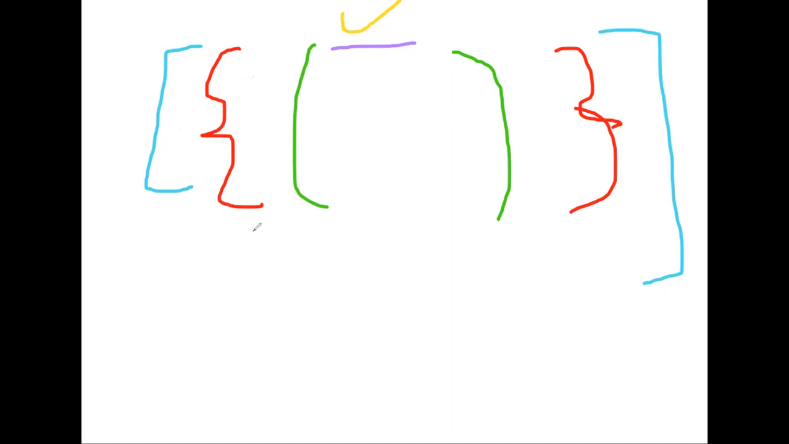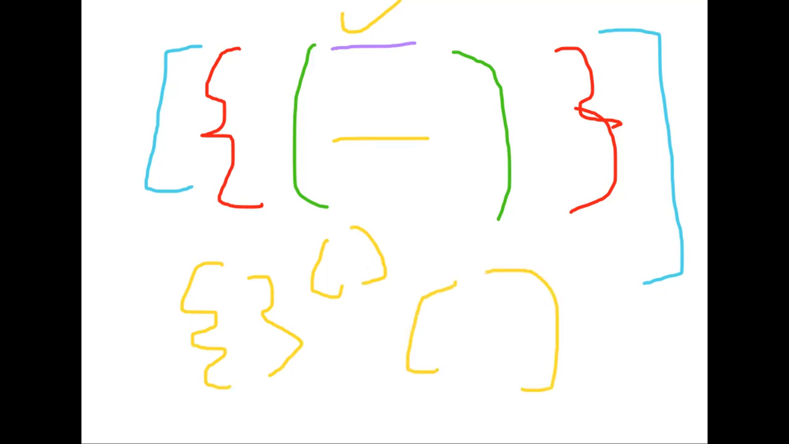So if you have a sum and you have all these four brackets, first you need to solve the line bracket, then the simple bracket, then the curly bracket, then the box bracket.